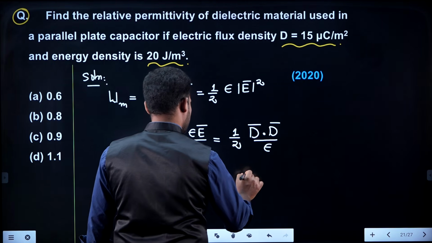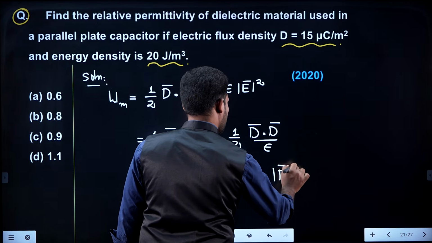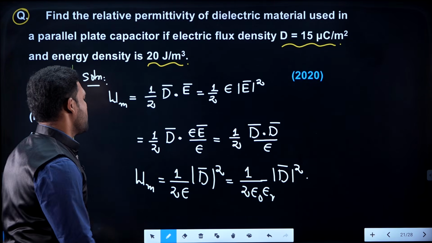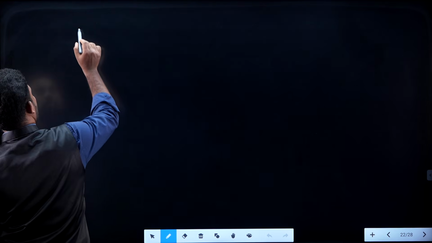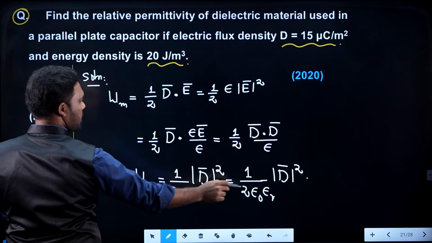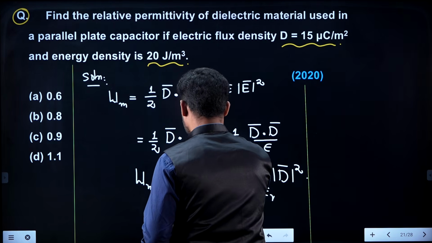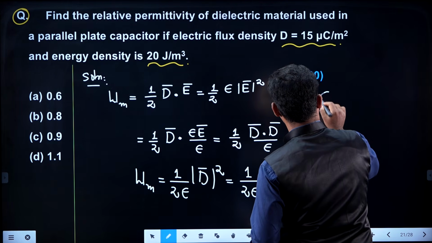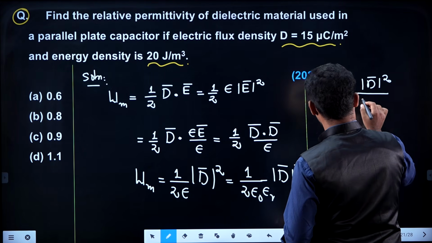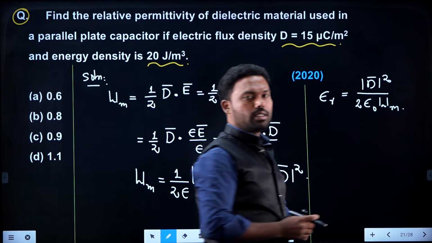So, where, I am going to turn the page here. So, it is the 20, we need here epsilon r, yes. So, make adjustment. So, in a single step we can substitute all the values. So, epsilon r is equal to D magnitude square divided by 2 into epsilon naught into energy density.